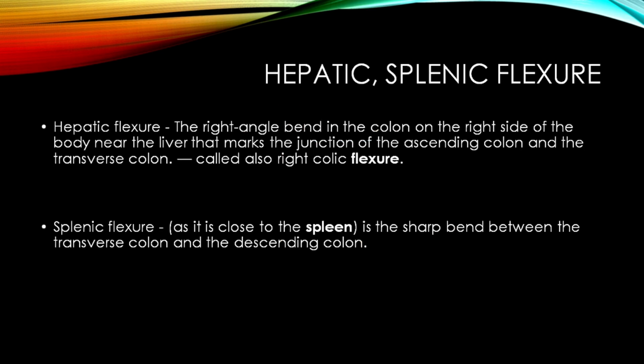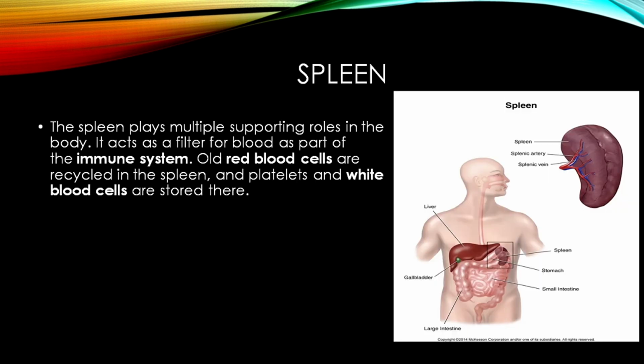Hepatic and splenic flexure. The hepatic flexure is the right angle bend in the colon on the right side of the body near the liver that makes the junction of the ascending colon and the transverse colon, also known as the right colic flexure. The splenic flexure is named so because it is close to the spleen, and is the sharp bend between the transverse colon and the descending colon.